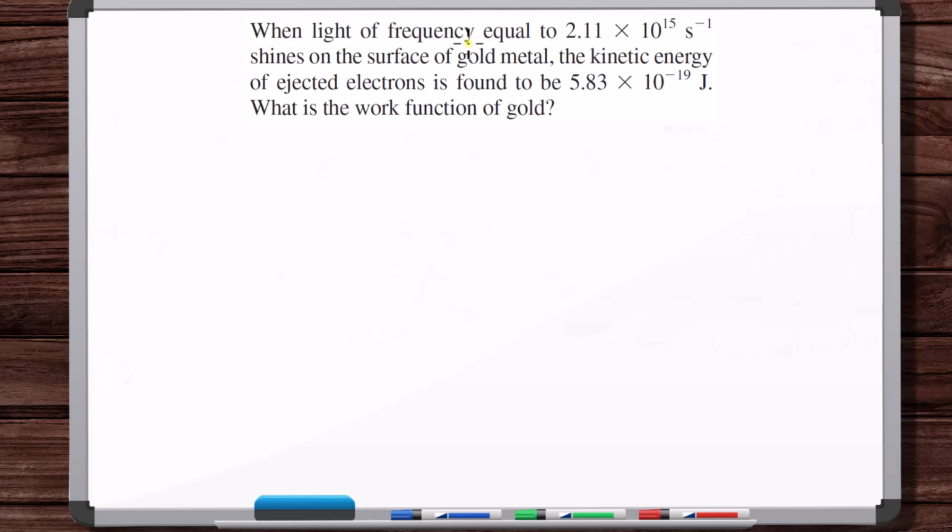When light of frequency equal to 2.11 times 10 to the 15th hertz shines on the surface of gold metal, the kinetic energy of ejected electrons is found to be 5.83 times 10 to the minus 19 joules. What is the work function of gold? So the kinetic energy is equal to the energy of the incoming radiation minus the work function. So what they're saying is that the kinetic energy of the ejected electrons is equal to 5.83 times 10 to the minus 19, that's joules.